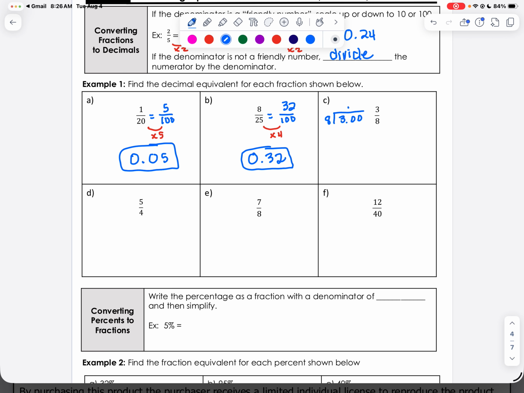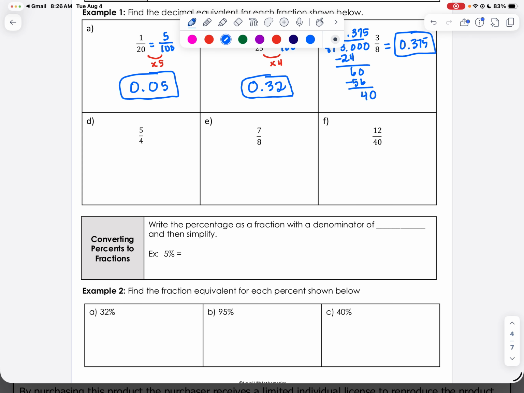And I say 8 goes into 30 3 times. And 3 times 8 is 24. Subtract and bring down. So 8 goes into 60 7 times. 7 times 8 is 56. Subtract. I'm going to have to add another 0 up here and bring down. So 60 minus 56 is 4. Bring down a 0. 8 goes into 40 5 times. So 3/8 is equivalent to 0.375.